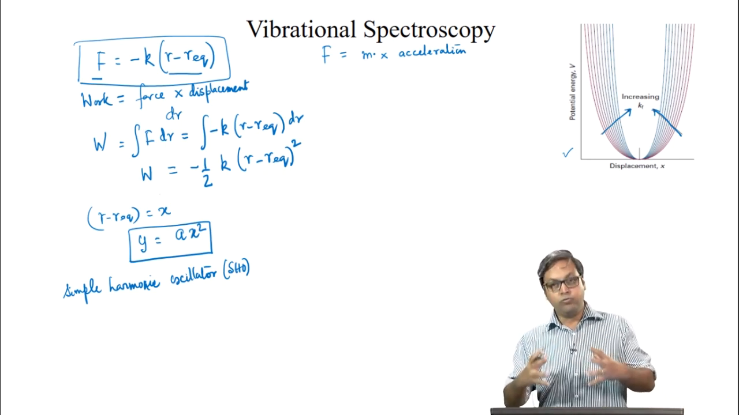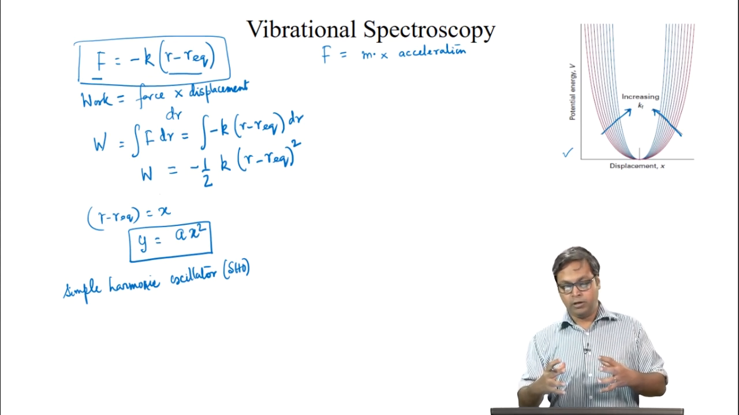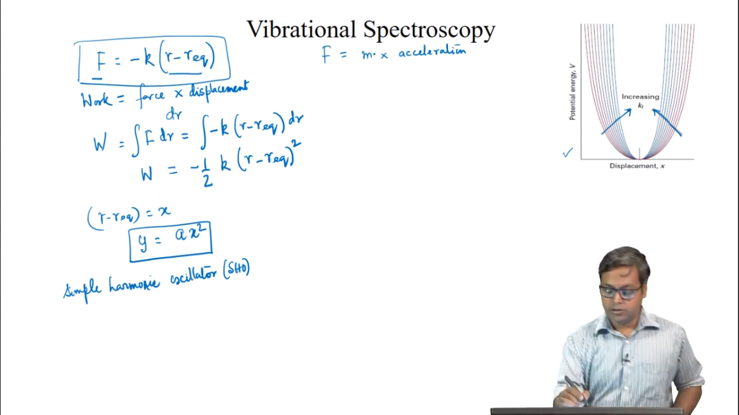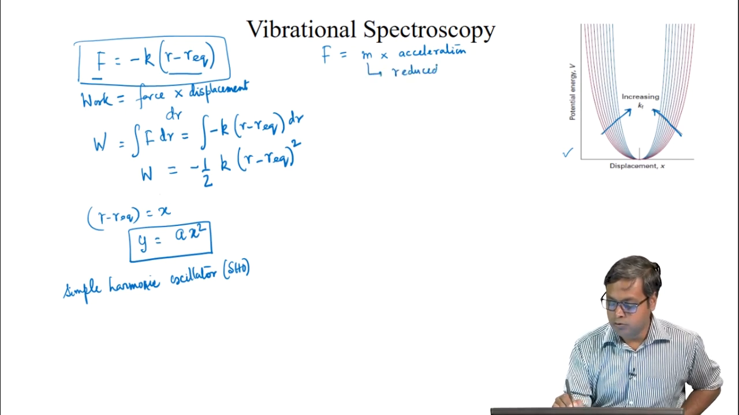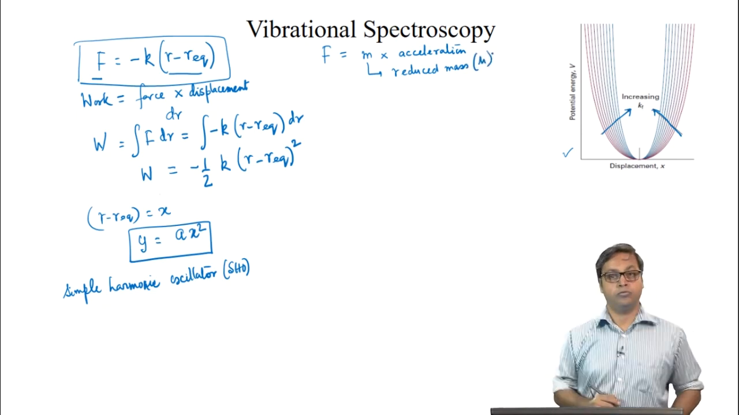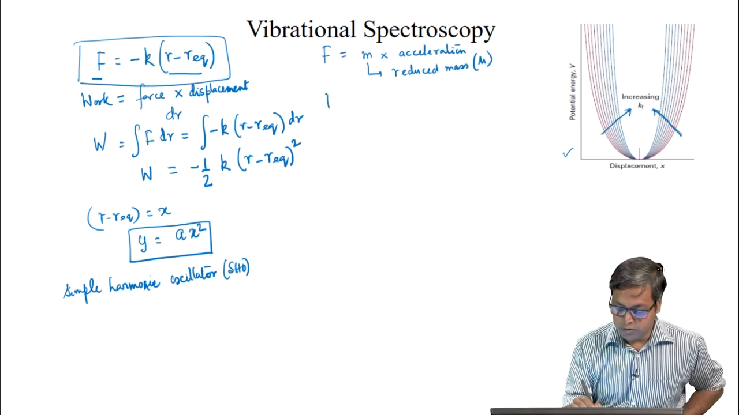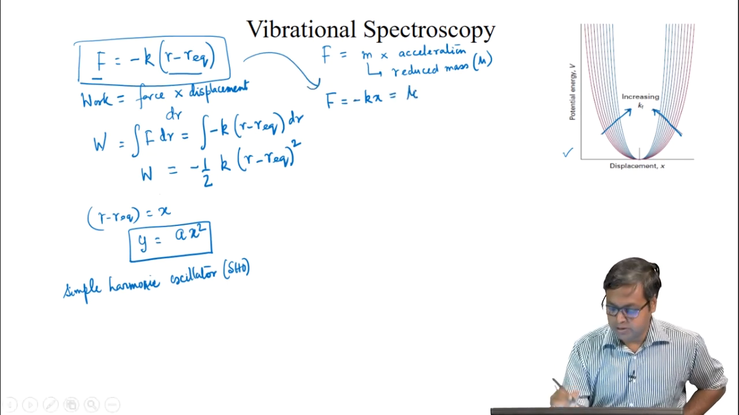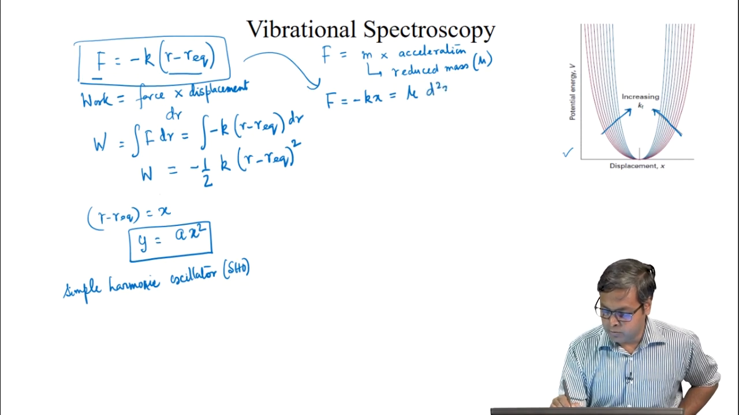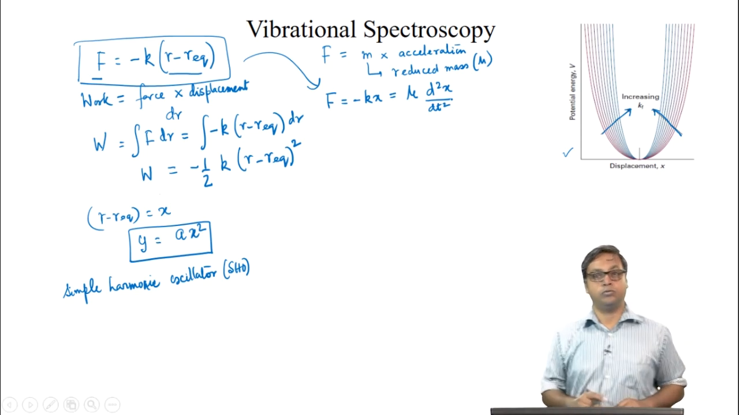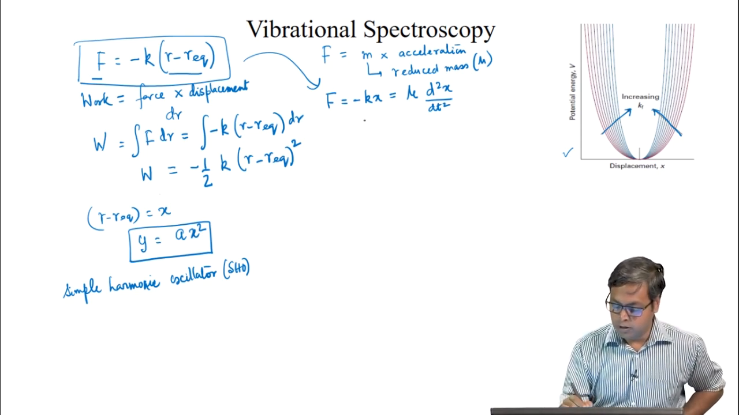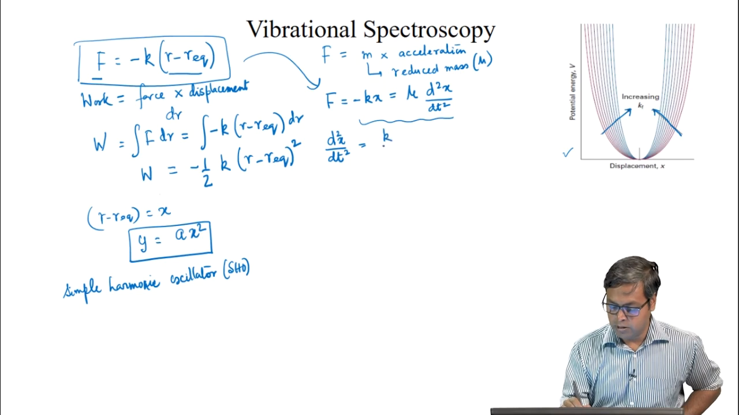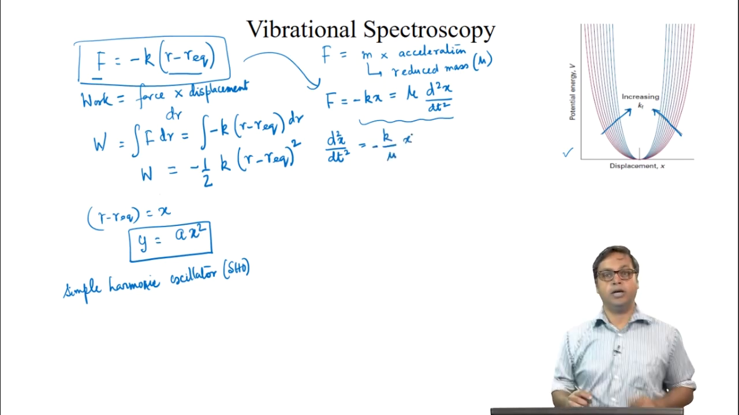Because we have two atoms here, we have a diatomic molecule. So, the mass we will consider is the reduced mass, that is mu. We can write force equals minus k x, that we get from this expression, equals mass, that is mu, times acceleration, that is d 2 x d t 2. If we rearrange this part, we get d 2 x d t 2 equals minus k by mu times x.